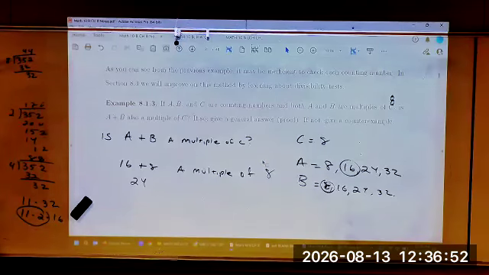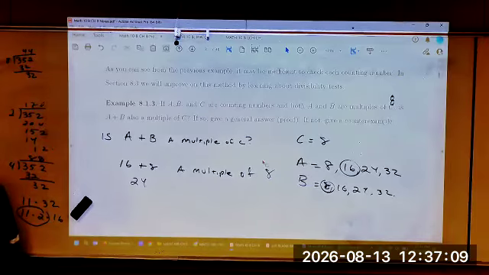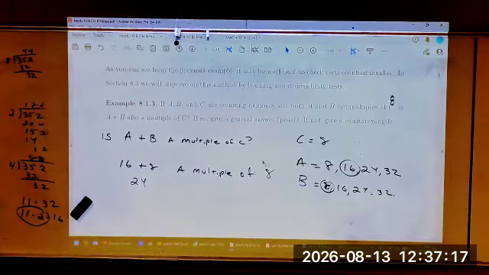But maybe it only works for 16 and 8. It only works for those special numbers. So you can try another number, try 32 and 16, and maybe it only works for those numbers. So you have to try every single possible combination of numbers, and we don't have time in our life, or in the universe's life.